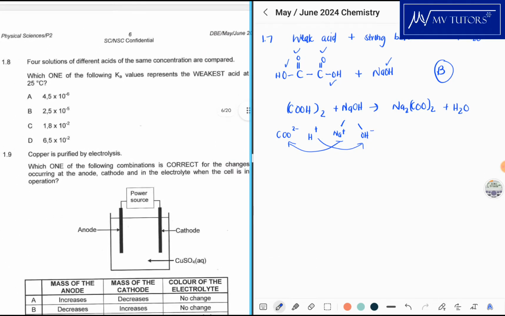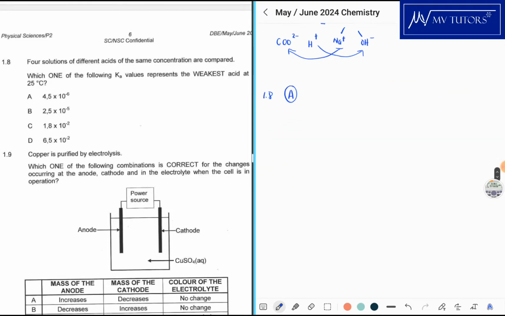Question 1.8. 4 solutions of different acids of the same concentration are compared. Which one of the following Ka values represents the weakest acid at 25 degrees Celsius? If a Ka value is weak, you're looking at the lowest number. I think here they give it to you straightforward. Looking at A, I'm not even going to look at the 4.5, I'm going to look at the exponent of 10. Minus 6 is really the lowest that I see here. We have minus 5, minus 2, minus 2. So A, I think it's obvious, is going to be the answer.